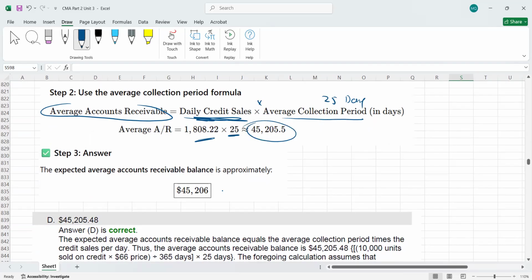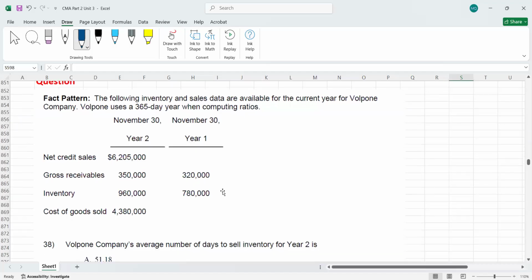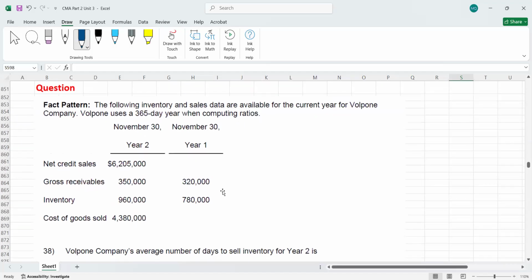Okay, this is the receivable balance. I hope it is clear. Now there is another question. They're saying: the following inventory and sales data are available for the current year, and we are using a 365-day year when computing ratios.